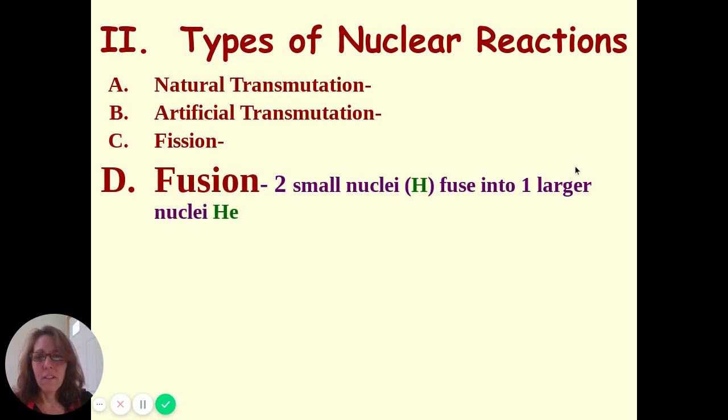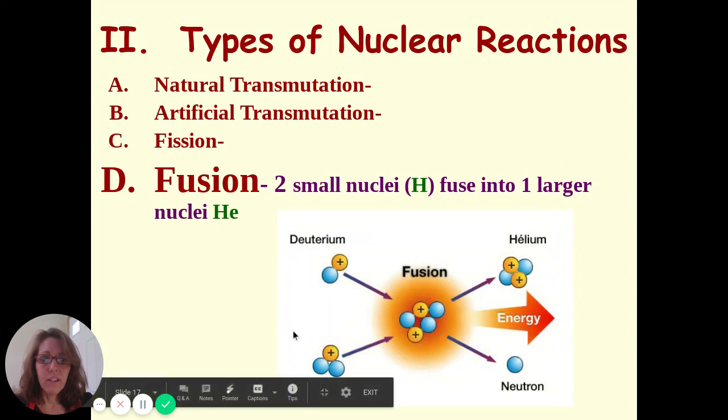And the last one is the fusion. Fuse, again, means to bring together. So it's when you take 2 small nuclei, like hydrogen, fuse them together, and they make themselves into one helium. So the protons merge together to make a new element. And here's an example of that happening, where the 2 particles are coming together and turning into a helium, and they also happen to kick out a neutron in the process.